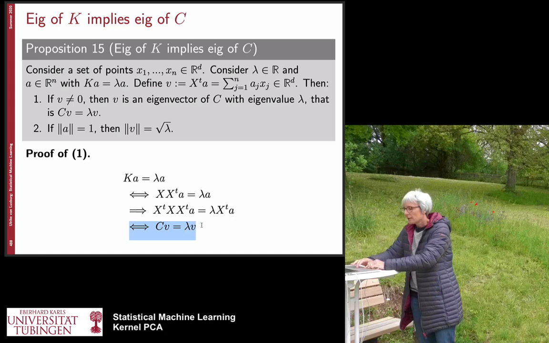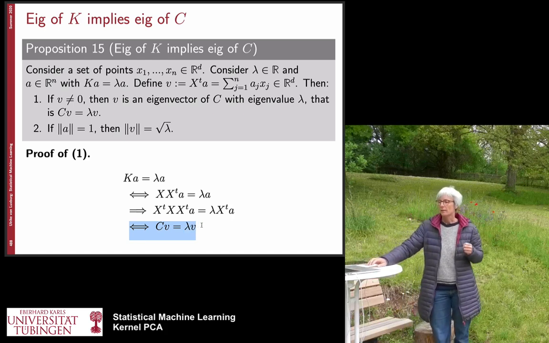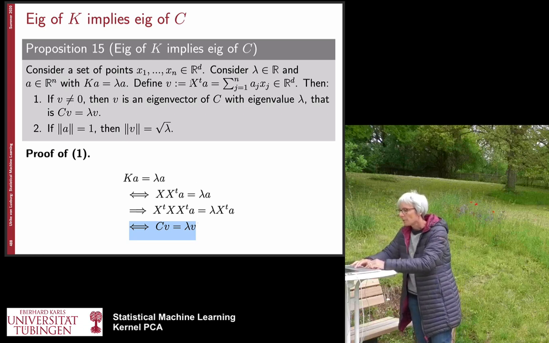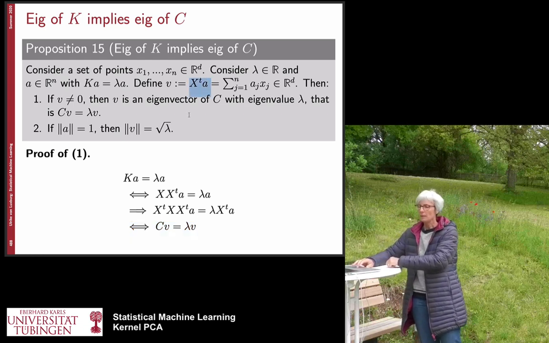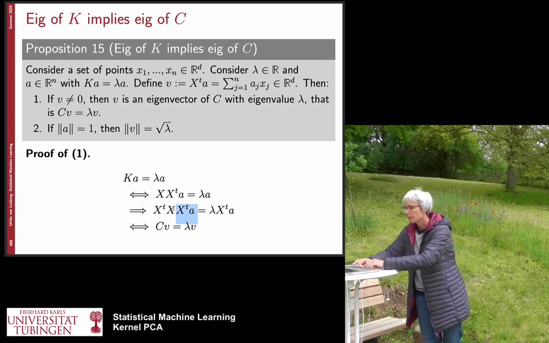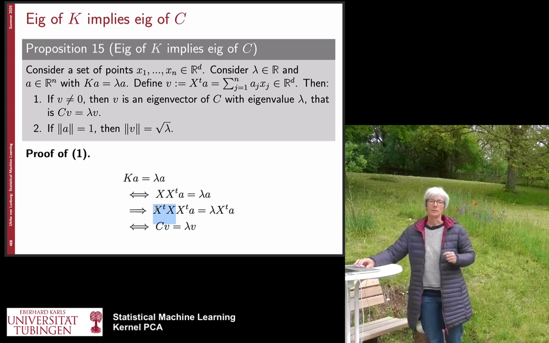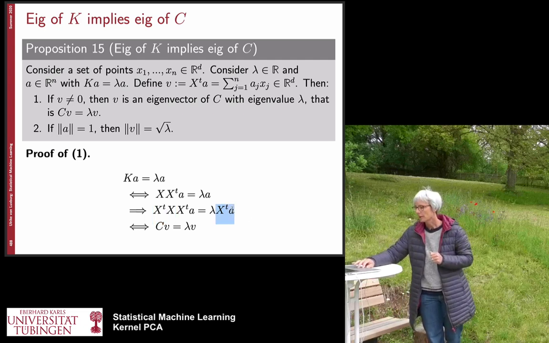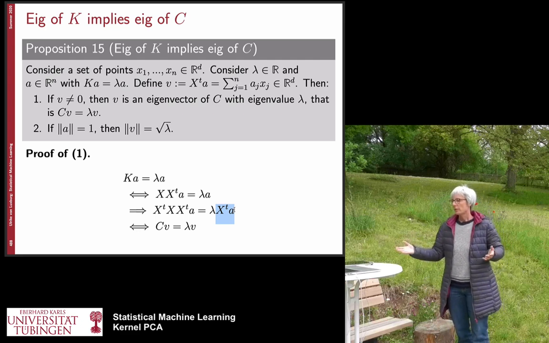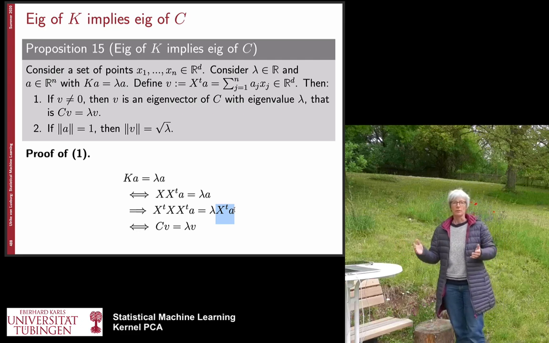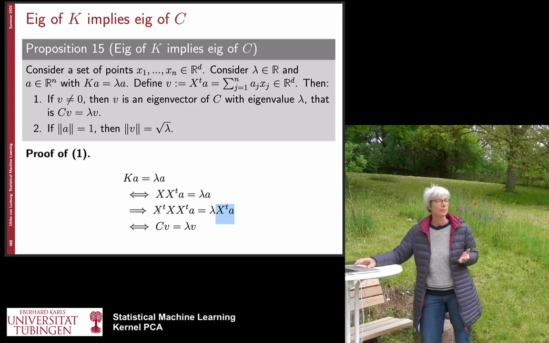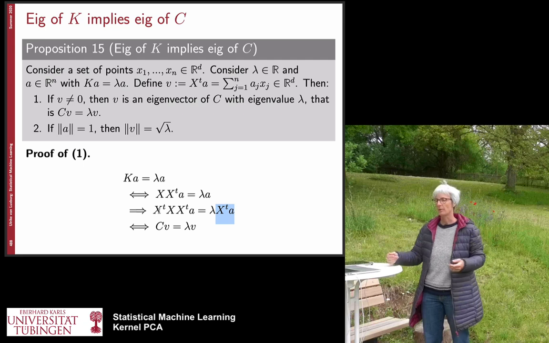And now this last thing is equivalent to saying that C times V is lambda V. And why is this the case? Observe what the vector V is. V is X transpose A. It is this vector here. And then this matrix here is the covariance matrix C. And here on this side we again have the vector V. So this is what we wanted to prove for step 1, and it was really simple. You just needed to multiply with X transpose from the left, and then everything sort of comes out naturally.